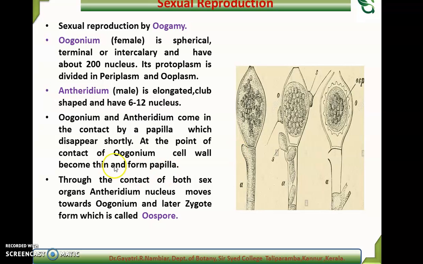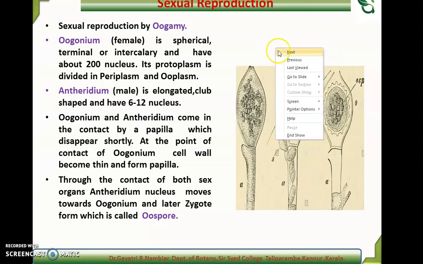So at the time of fertilization, the antheridium will move towards the oogonium and develop papillae, and the oogonium also develops the papillae. At the point of contact it dissolves, and the male nucleus and the female nucleus will fuse together, resulting in the formation of diploid zygote or oospore. The male nucleus and female nucleus are both haploid in nature. It results in the fusion and formation of diploid zygote.